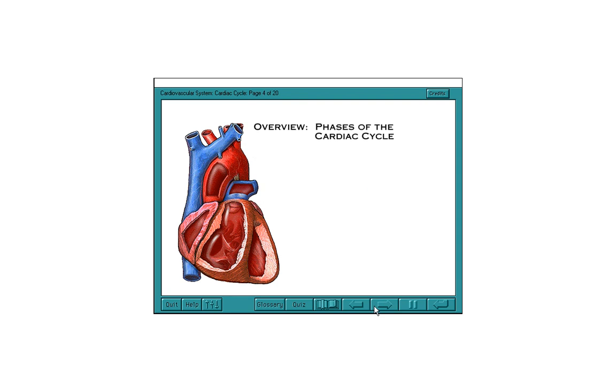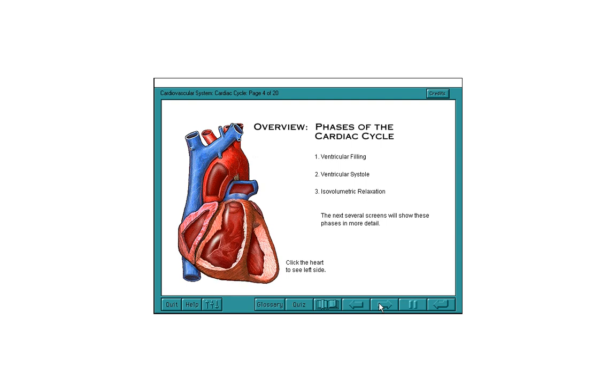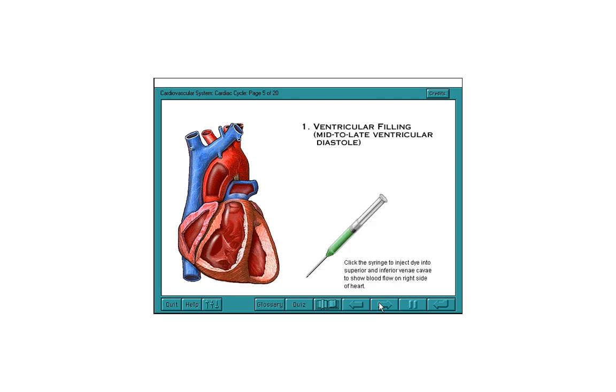The three phases of the cardiac cycle are ventricular filling, which occurs during mid to late diastole, ventricular systole, which includes isovolumetric contraction and ventricular ejection, and isovolumetric relaxation, which occurs during early diastole. Click the illustration to see the left side of the heart. Click the syringe to see dye injected into the superior vena cava.